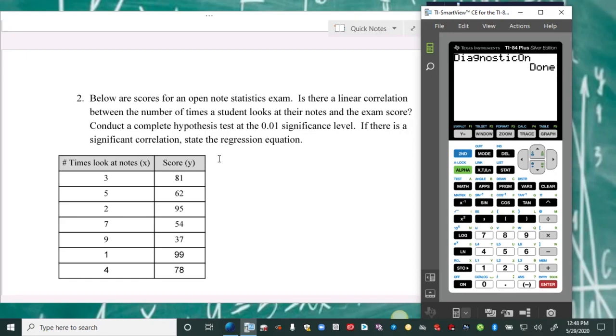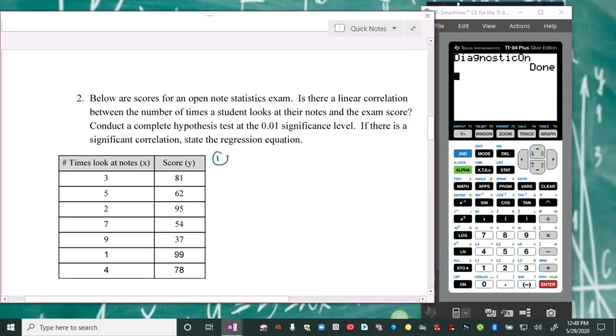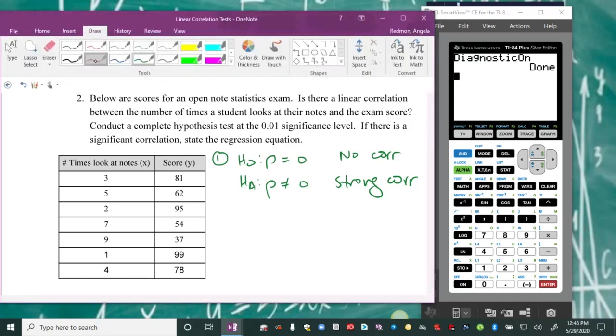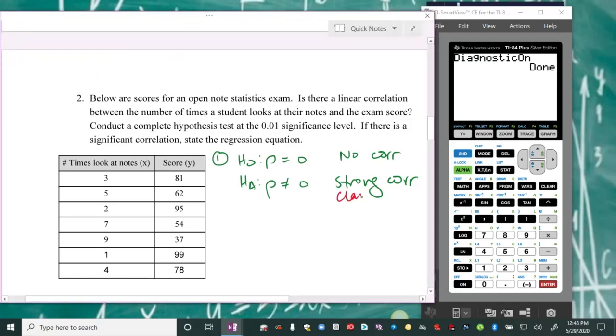My calculator's set up. Let's go ahead and set up our hypothesis test. Step number 1, null hypothesis, always rho equals 0, alternative, always rho not equal to 0. So this would be no correlation, and this would be a strong correlation. We can tell which one is the claim. It says, is there a linear correlation? So my claim then turns out to be the alternative.